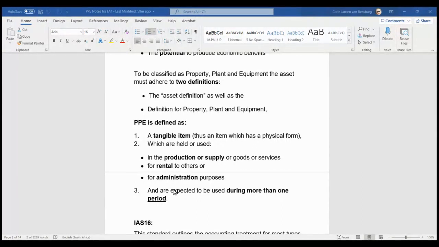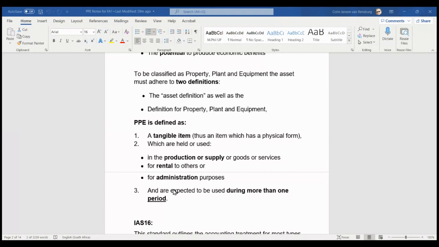Okay, ladies and gentlemen, so those are the three kinds of things that it must be used for in order to qualify as property, plant and equipment. Then a little bit of a tricky one. The last one, it is expected to be used during more than one period. IAS 16 doesn't underline the word period. I underlined it because it needs a little bit of a discussion.